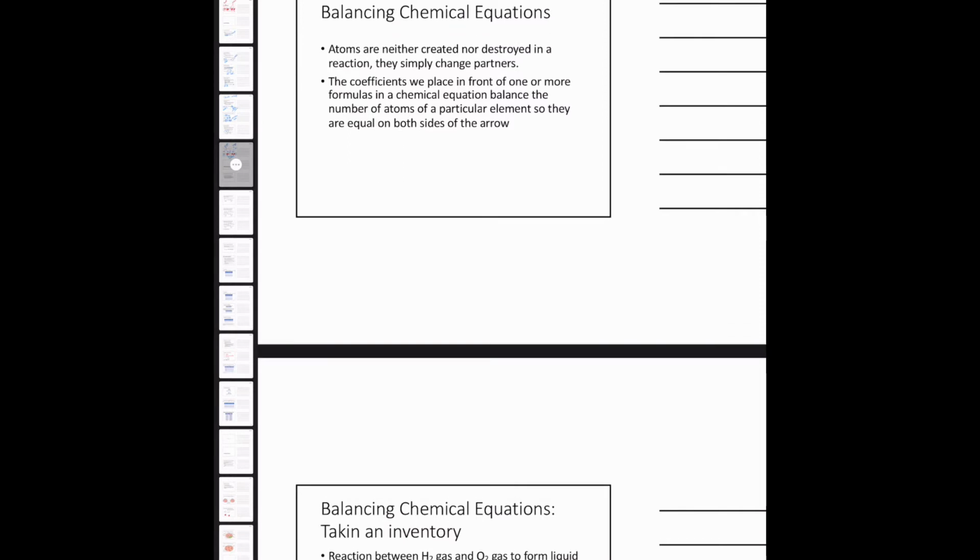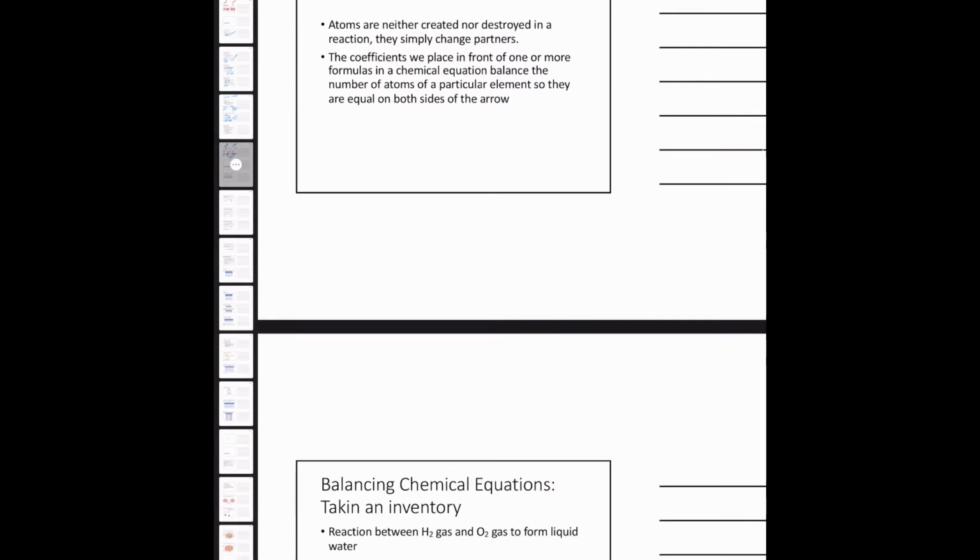So if you start with an X number of a specific element on your reactant side, you must have the same number of atoms on your product side. Now the reason for that is because we need to always consider these two factors. First, atoms are neither created nor destroyed, but they simply change partners. So bonds are broken and new bonds are formed.